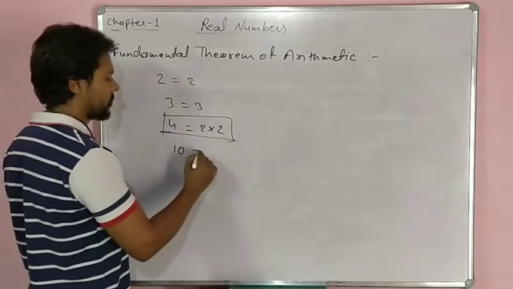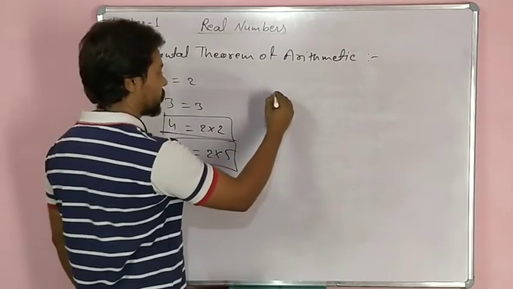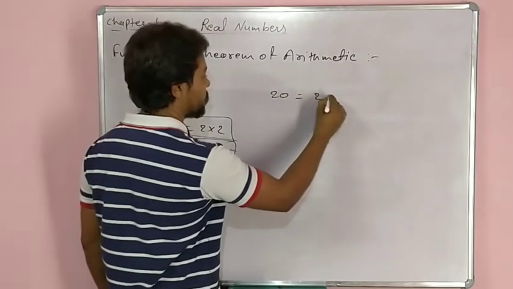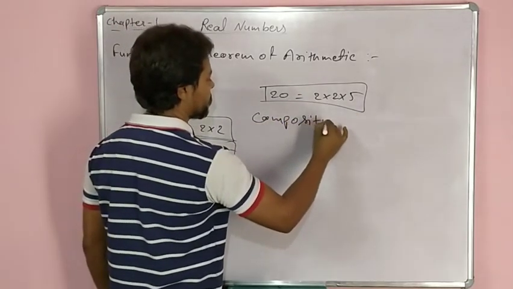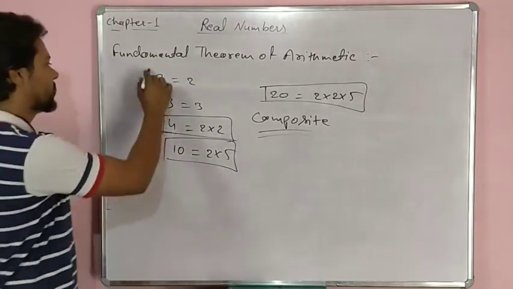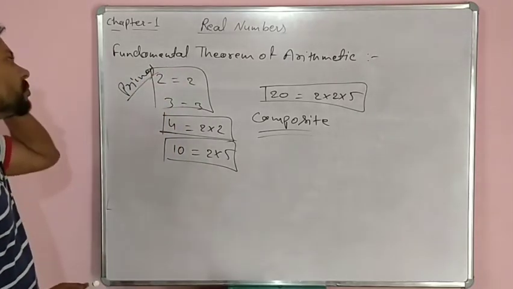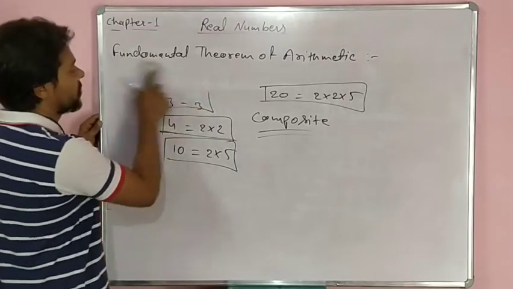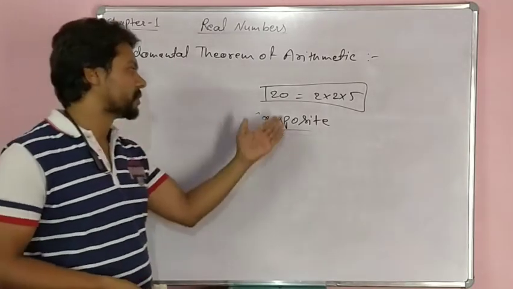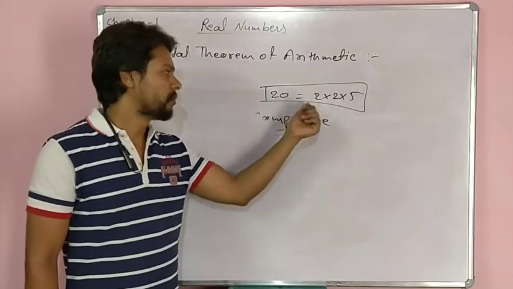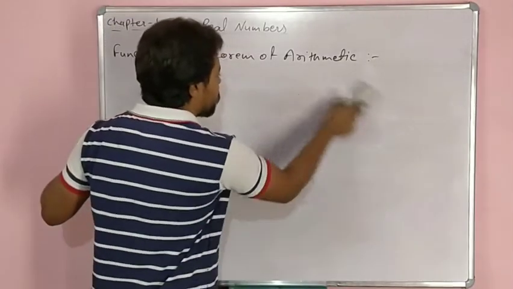And if you talk about 10, it is 2 into 5, composite. And if we talk about 20, it is 2 into 2 into 5. These are composite numbers, right? And these are primes, correct? So that's what a composite number means. So the theorem says a composite number can be represented as the product of prime numbers. Here is a composite number, 20. It can be represented as a product of primes, 2, 2, 5. So 2 and 5 are prime numbers. So here's our theorem proved.